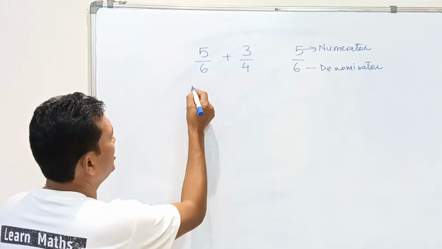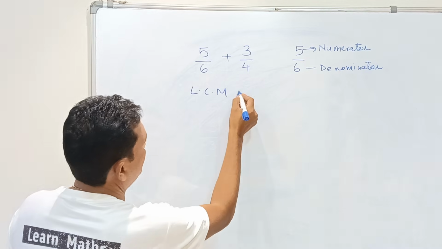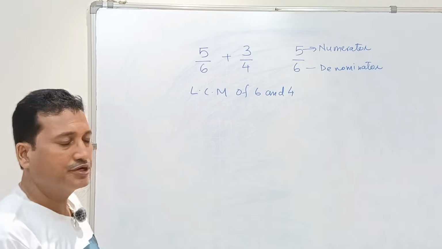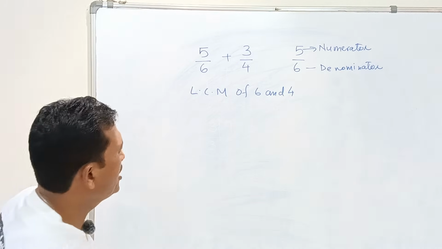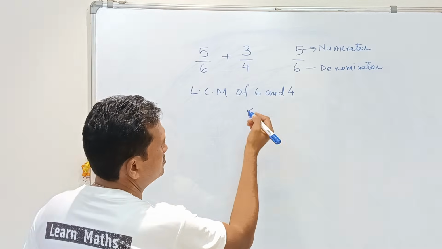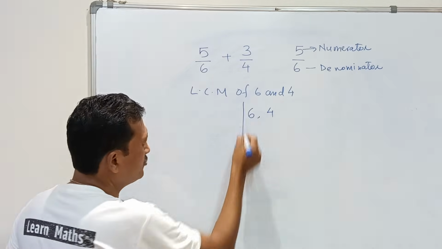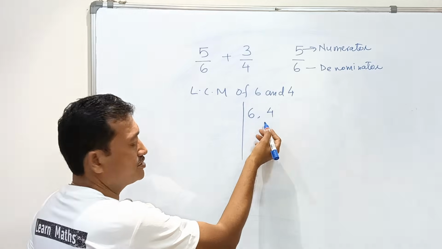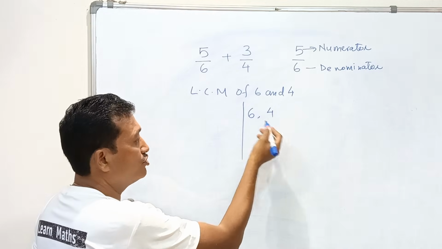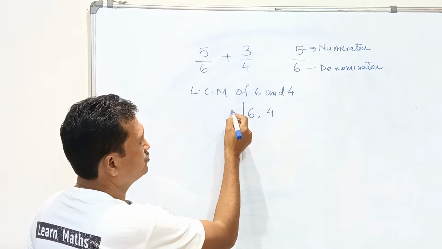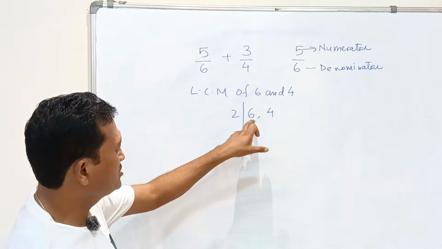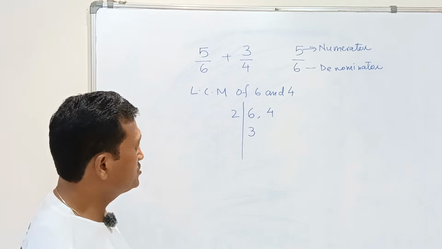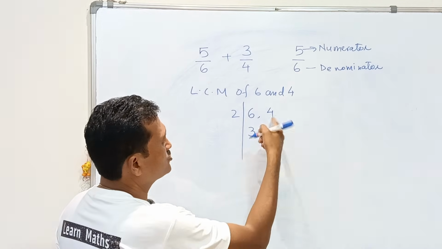We need to find the LCM of the denominators, that is the LCM of 6 and 4. So let's see how to get the LCM of numbers 6 and 4. We'll write here 6, comma, the next number is 4. We'll draw one vertical line. Now you can take one number in such a way that out of those two numbers, at least one of the numbers should be divisible by that number. For example, if I take 2, you can say 6 is divisible by 2. 2 times 3 is 6 and 2 times 2 is 4.